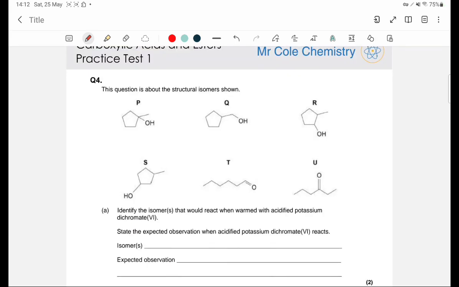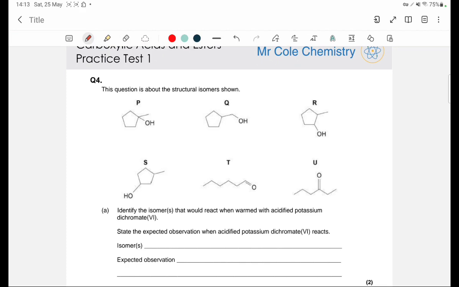Question 4a wants you to identify the isomers that would react with warmed acidified dichromate. You are therefore looking for anything that can be oxidized. Remember, primary and secondary alcohols can be oxidized, as can aldehydes. Ketones cannot be, neither can tertiary alcohols.